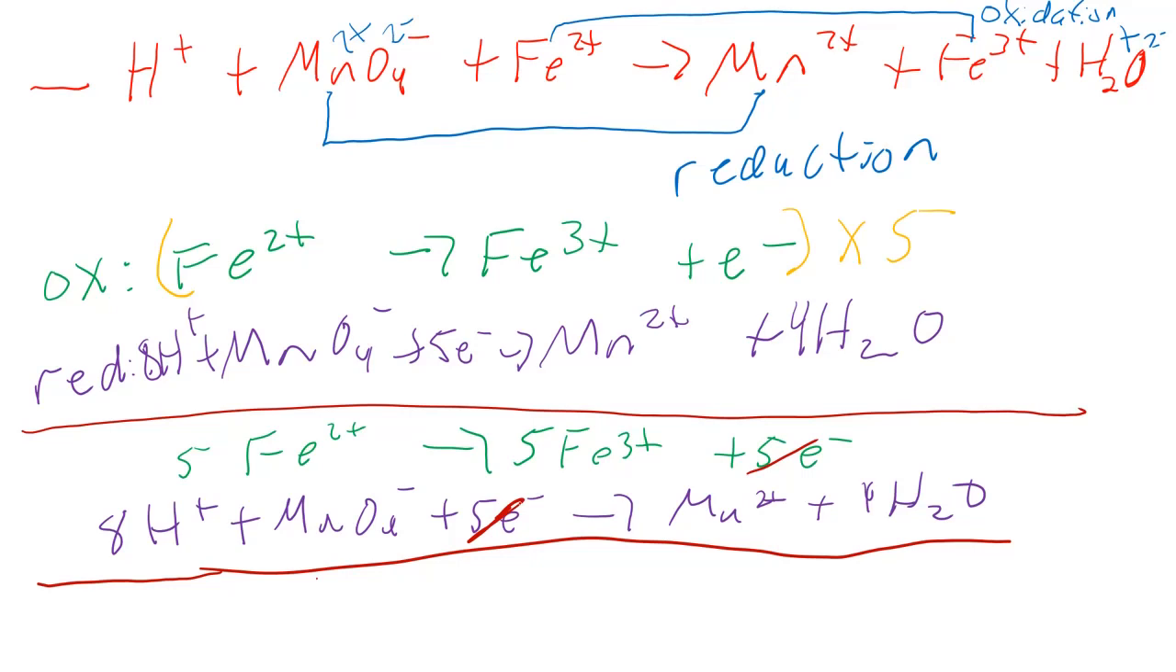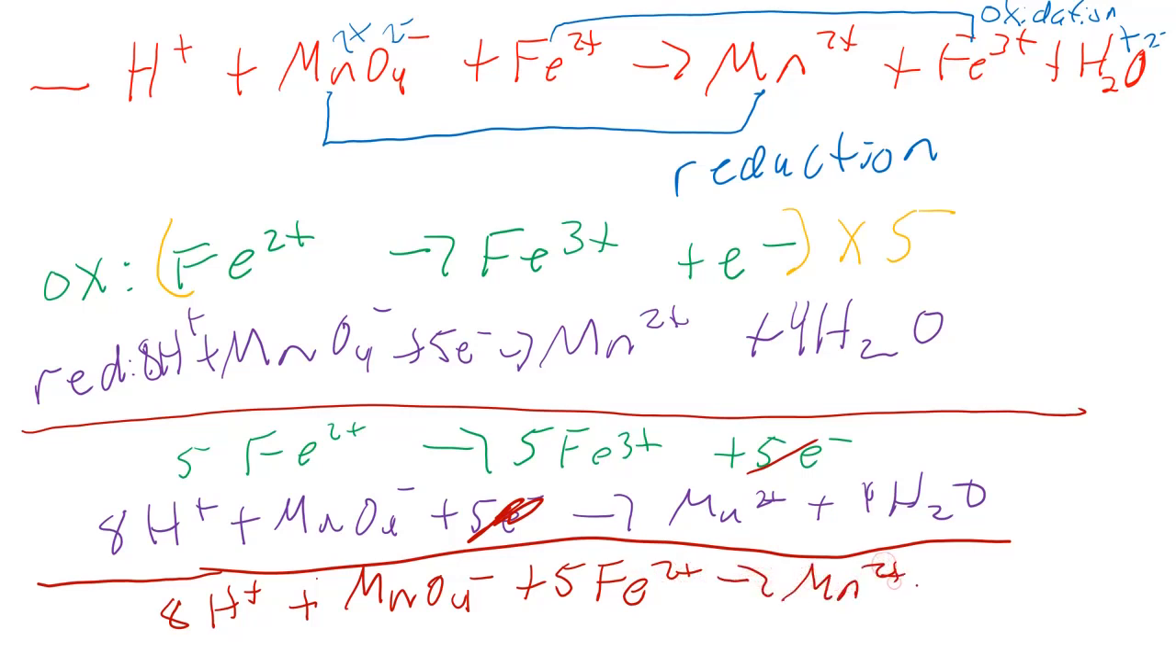So that gives me, for my overall reaction, 8H+ plus MnO4- plus 5Fe2+ gives me Mn2+ plus 5Fe3+ plus 4 waters. So that's my overall reaction that I'm going to be working with.